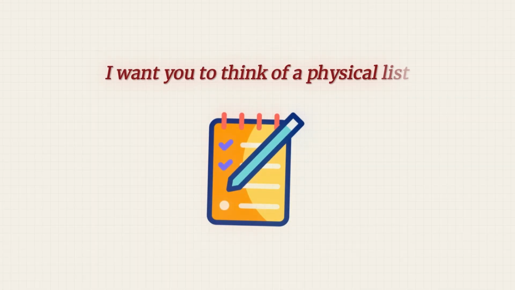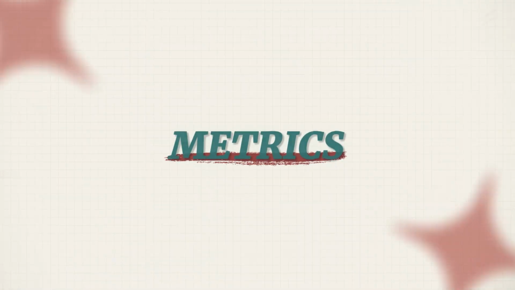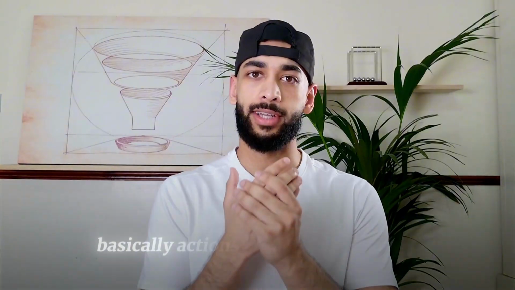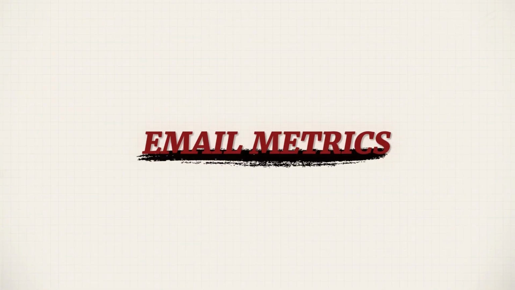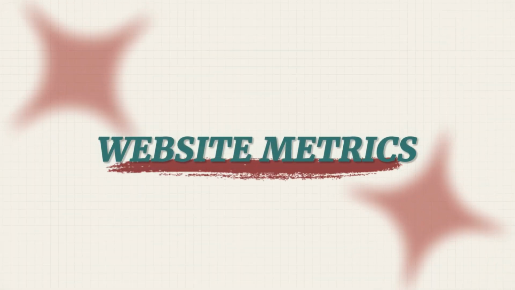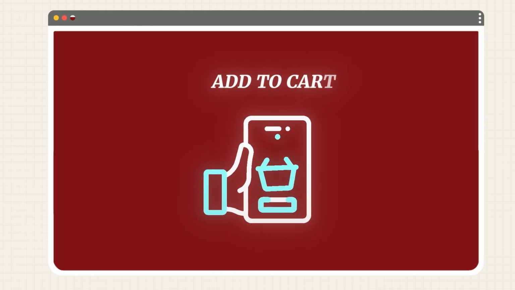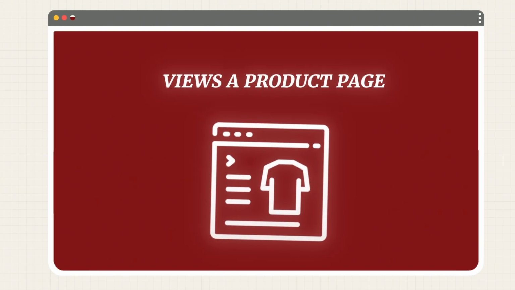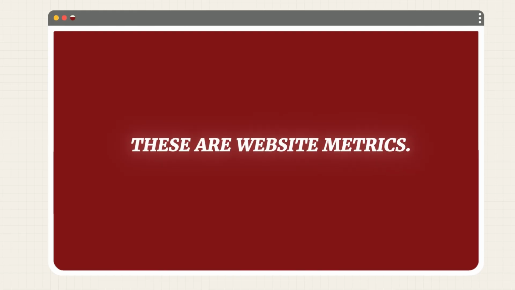When I say list, I want you to think of a physical list, handwritten. It's hard to erase, it's hard to take out, and it's hard to add in. That's lists. Now, next you have metrics. Metrics are basically actions that people can take. Metrics can be divided into email metrics, such as opening an email, receiving an email, clicking on an email, and it can also be website metrics. For example, someone adds to cart, or someone views a product page, or someone starts the checkout process. Those are website metrics. You also have other metrics like custom metrics for certain apps or whatever. Don't focus on that. Let's keep it simple.